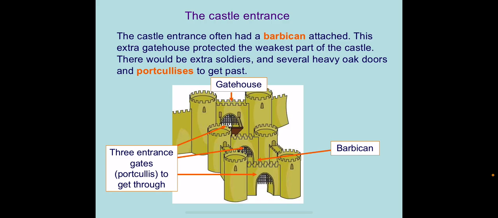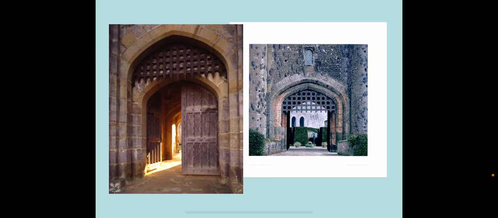The castle entrance then, so this was another thing that changed over time. William changed the castle entrance to make it more easy to defend. The castle entrance often had a barbican attached. This is an extra gatehouse that was used to protect the weakest part of the castle. So it's like an extra room really on front of the castle that just gives them a little bit more defence. There would also be extra soldiers and several heavy oak doors and something called a portcullis to get past. This is a portcullis. You can see it in these pictures. It's like this drop-down gate that comes down and blocks the way, and often it's made of metal to make it very, very strong.